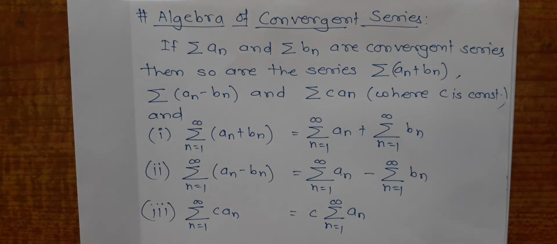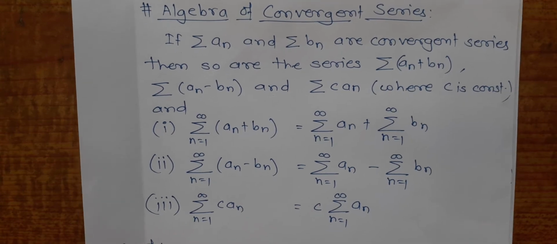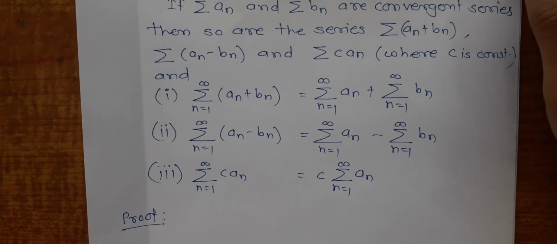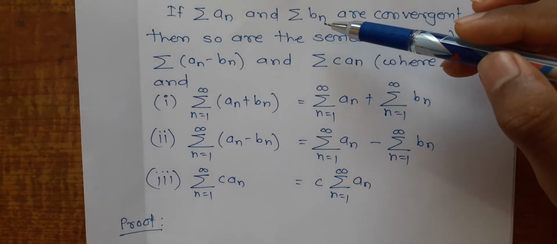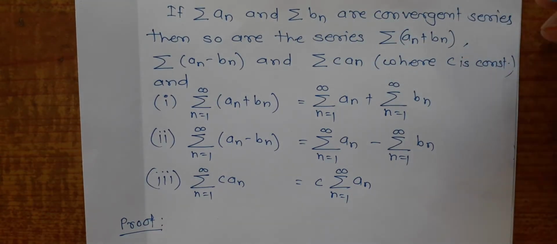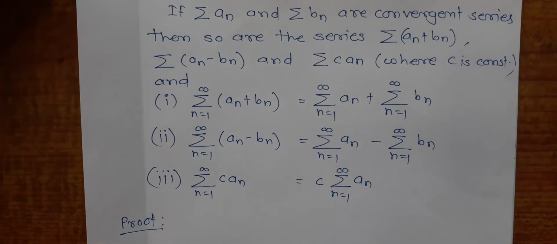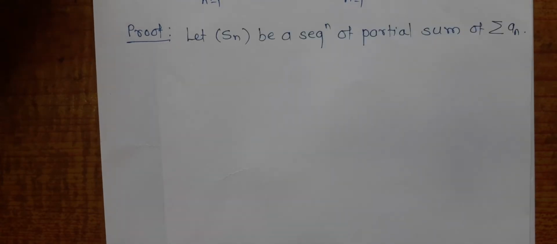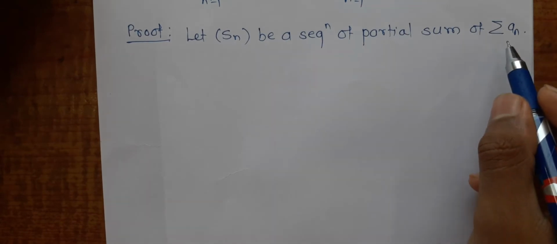So let us start to prove it. Actually, it's a very simple theorem, but it looks a little bit lengthy. So what shall we consider here? You know that when we prove any theorem or discuss any example of series, we first take the sequence of partial sums. How many series do we have? We have two series here, summation an and bn. So I will consider two sequences of partial sums. Let Sn be the sequence of partial sums of the series summation an.